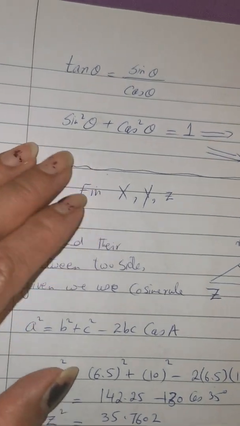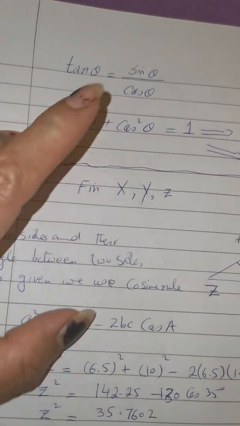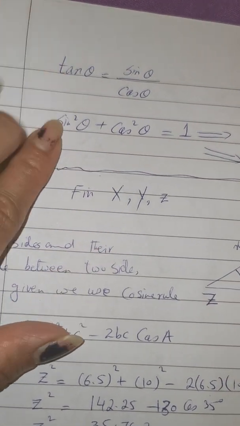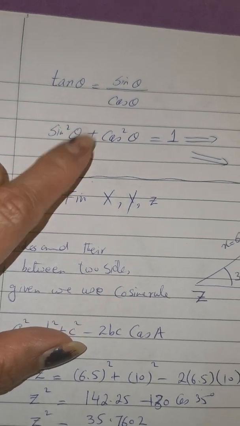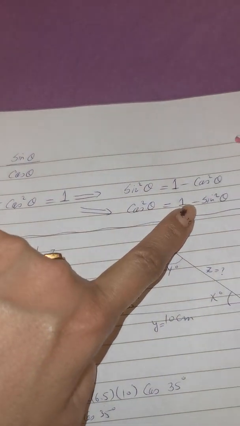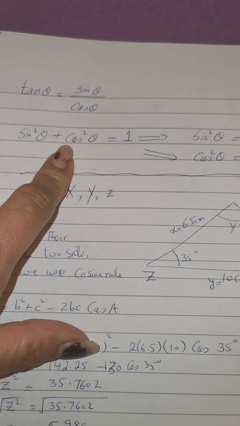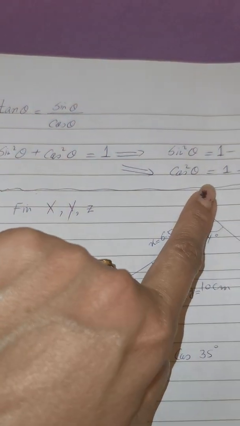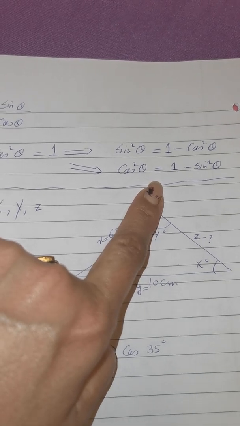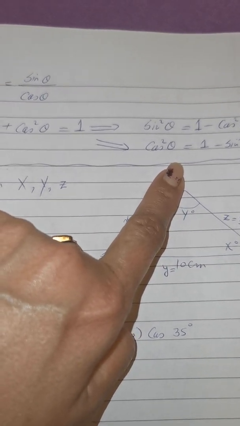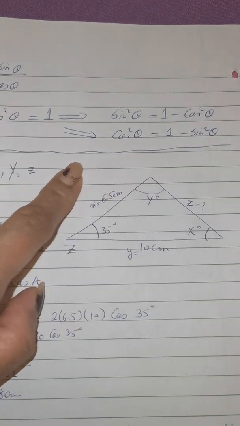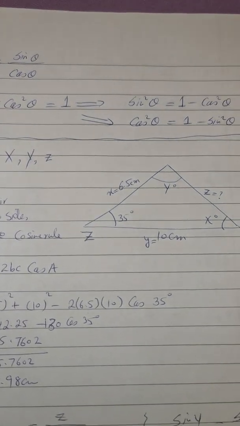So tan theta is equal to sine theta over cos theta is one formula, and from the other formula we have two further formulas. So the basic formula is this one, and from it we have two further formulas. So these are the trigonometry formulas which are used in trigonometry, just as I have told you.